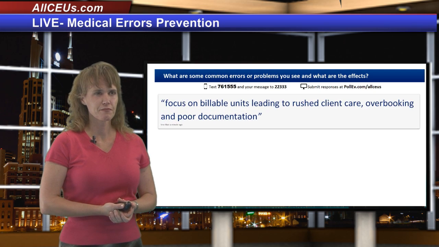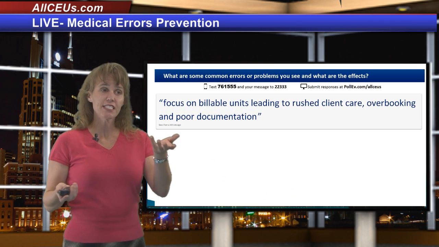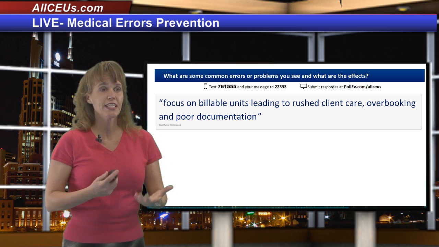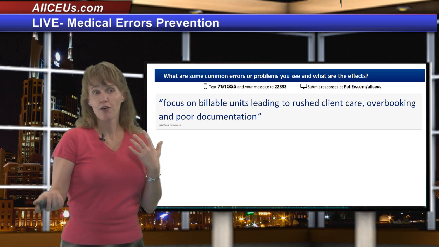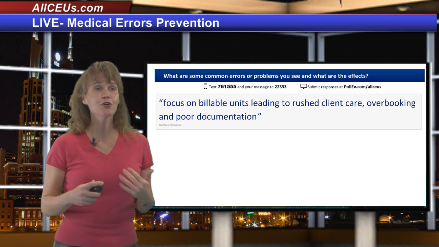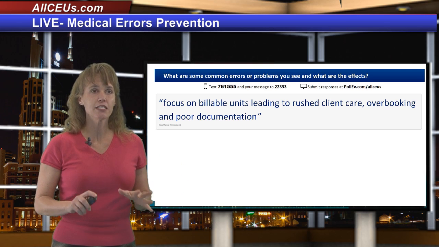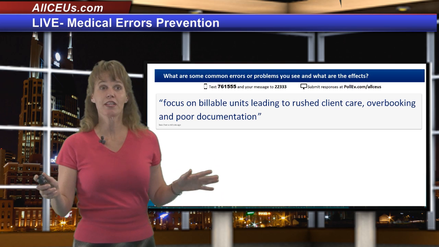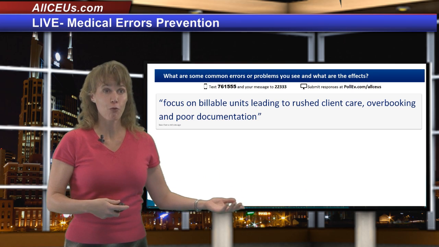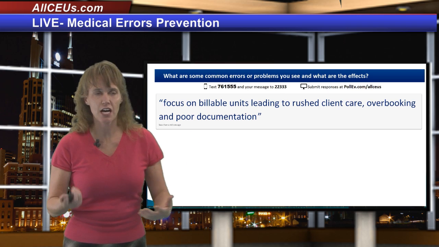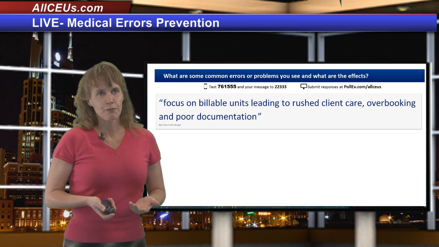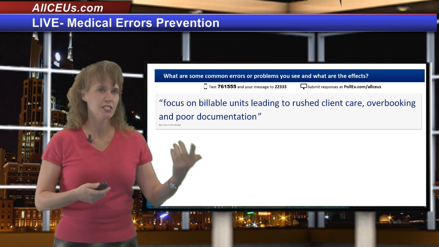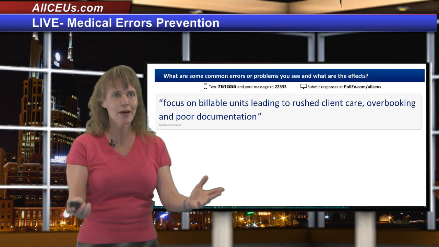Okay, so in some cases, agencies really want us to focus on billable units, which may lead to rushed client care, overbooking, and poor documentation. I don't know about you, but I despise going into a doctor's office and having to wait. Now, 5 minutes, 10 minutes, that's one thing. But if you're waiting 20, 30, 40 minutes because the doctor overbooked, that gets a little bit ridiculous, and it makes you want to not go back to the doctor or the dentist or the veterinarian or whomever it is.